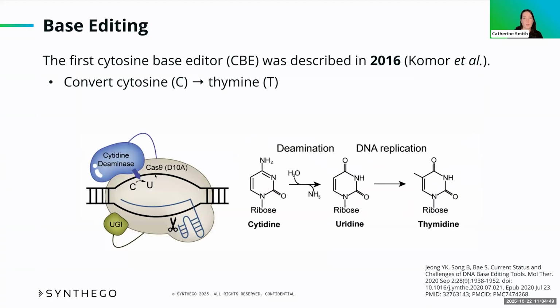Cytosine base editors include cytidine deaminases. As you might expect based on the name, a cytidine deaminase deaminates cytidine. This results in a uridine intermediate, which is converted to thymidine through DNA replication or repair. Thus, cytosine base editors are often said to convert cytosine to thymine.